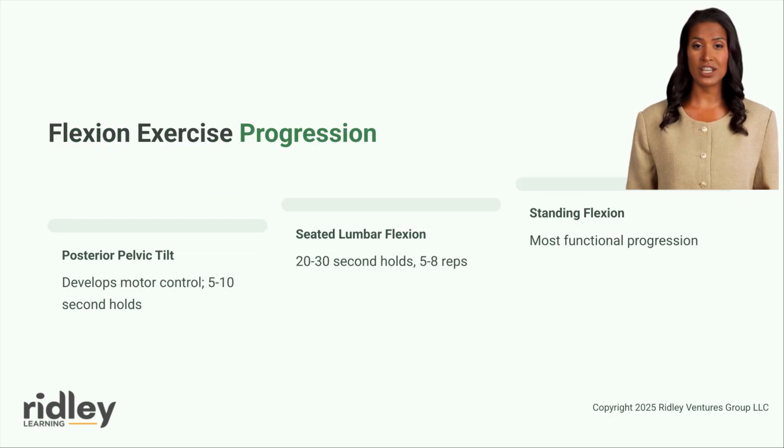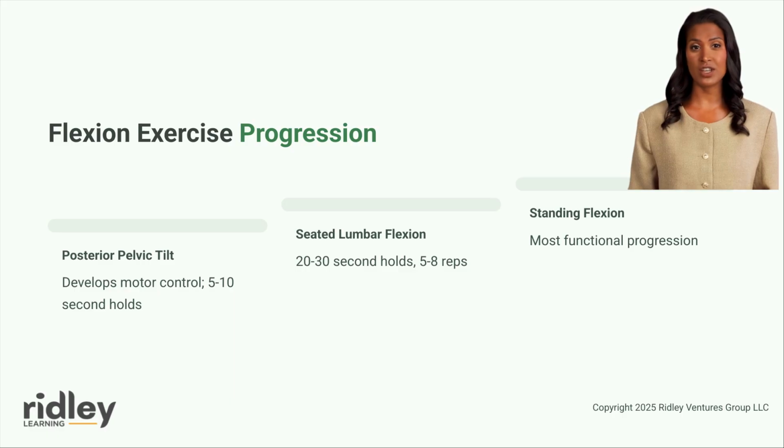Seated lumbar flexion exercises progress the flexion program to more functional positions. The patient sits on a firm surface and flexes forward, reaching toward the floor or allowing the trunk to rest on the thighs. This position produces sustained lumbar flexion while incorporating the hip flexion that characterizes many daily activities. Seated flexion is often well tolerated because it approximates the postures patients naturally adopt for symptom relief. Holds of 20 to 30 seconds with 5 to 8 repetitions provide appropriate dosing for most patients.